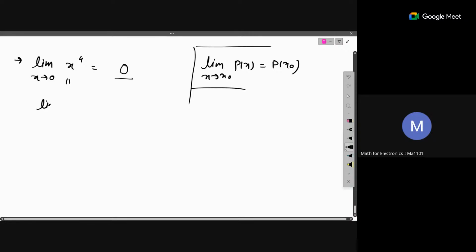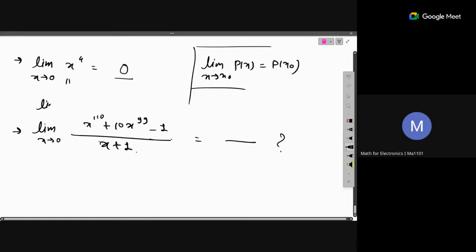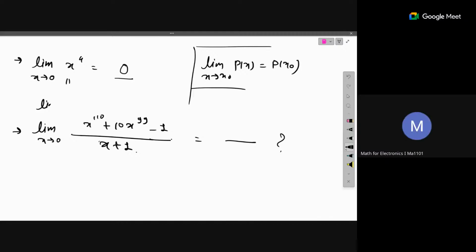Now, in case I have a rational function, something like this: limit x going to 0 of x to the power 100 or 110 plus 10 x to the power 99 minus 1 upon x plus 1. Then what will be your answer? What will be the limit here? 0? Sure, 0? No, ma'am. -1. The limit will be -1, correct? Because it is an example of a rational function.